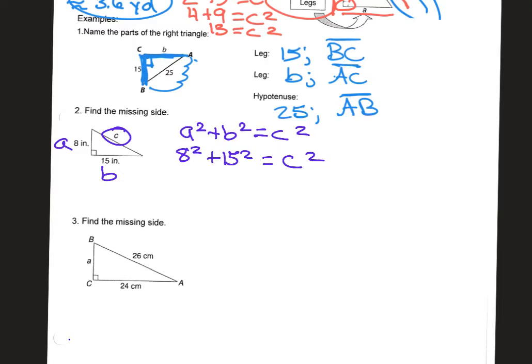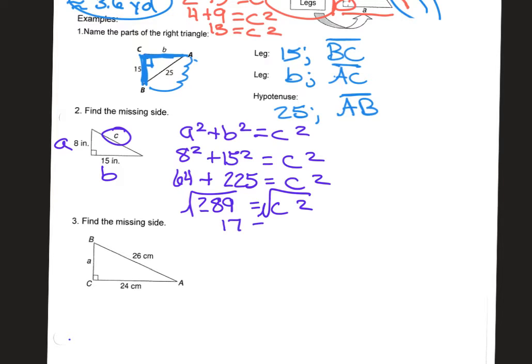When I square that, use your calculators. 8 squared is 64, 8 times 8, plus 15 squared, so 15 times 15. You're using your calculators to do these quickly. That equals C squared. My next step is to add those together. 64 plus 225 gives me 289 equals C squared. Now I find the square root. The square root of 289 is 17, equals C. So C is 17 inches long here.